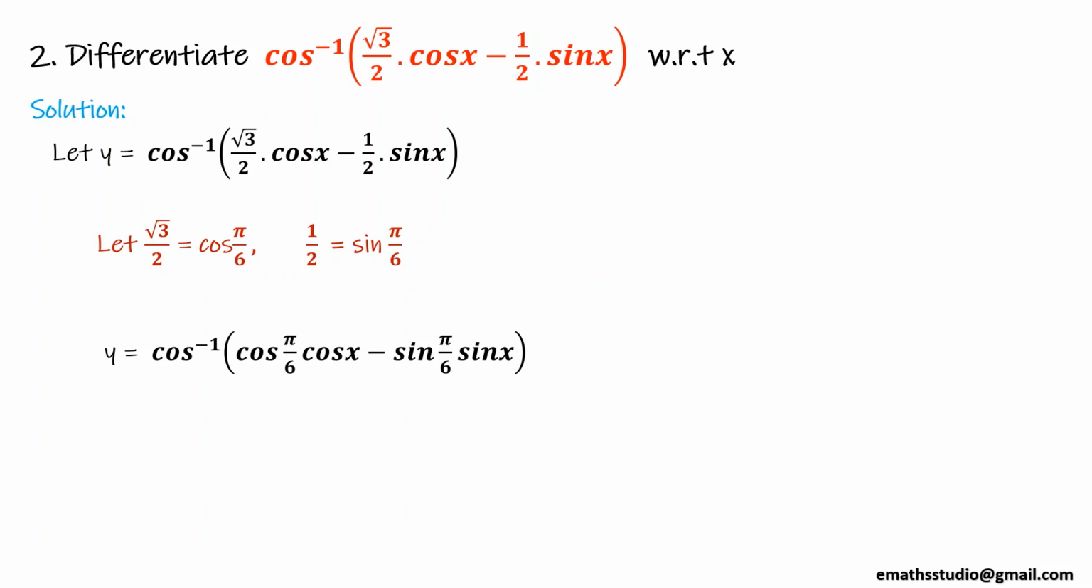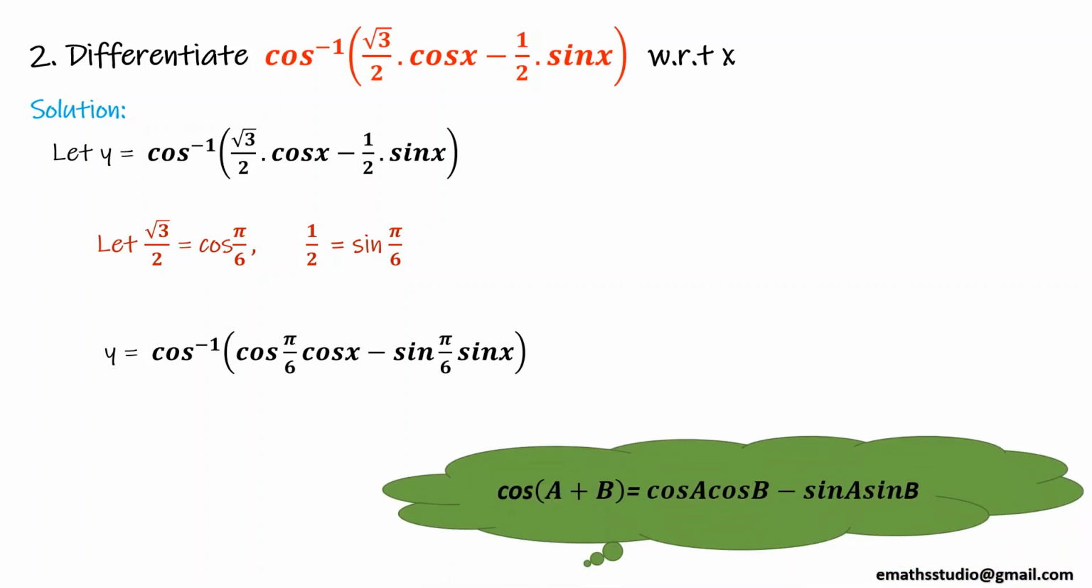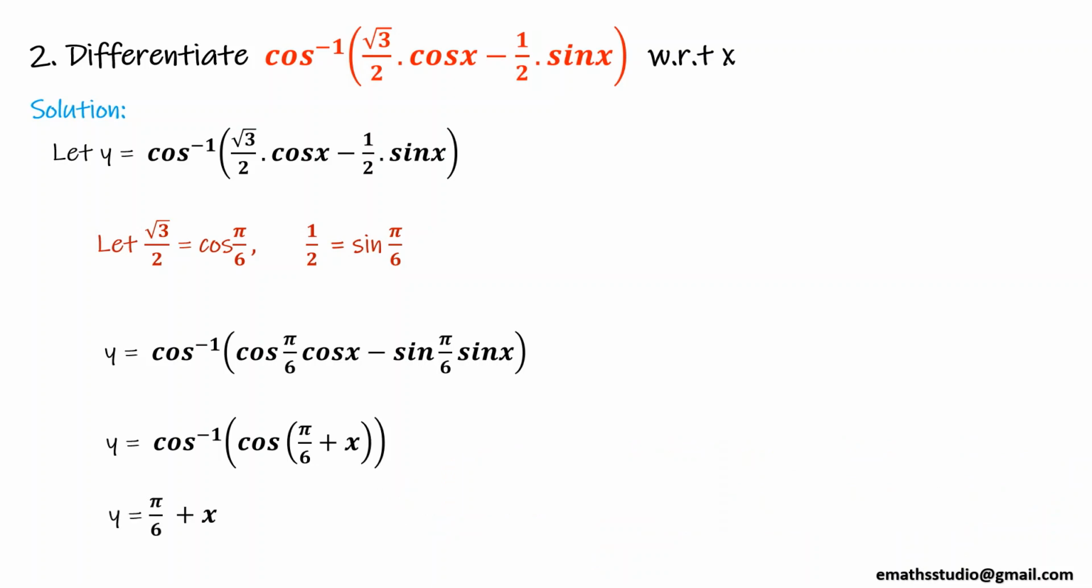Now somebody may wonder why you are writing root 3 by 2 as cos pi by 6. Why don't you consider this as sin pi by 2? It may be possible, but then look at the term inside the bracket. It is in one of the formulas of trigonometry, and that formula is cos a cos b minus sin a sin b can be written as cos of a plus b. So this becomes y is equal to cos inverse of cos of pi by 6 plus x. Now cos inverse of cos of pi by 6 plus x can be written as pi by 6 plus x. So this is a much simplified form of the given function.